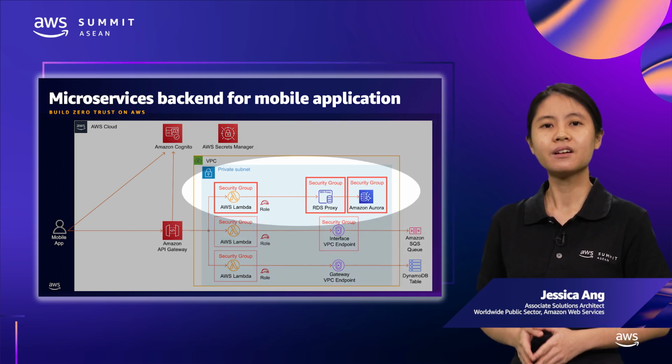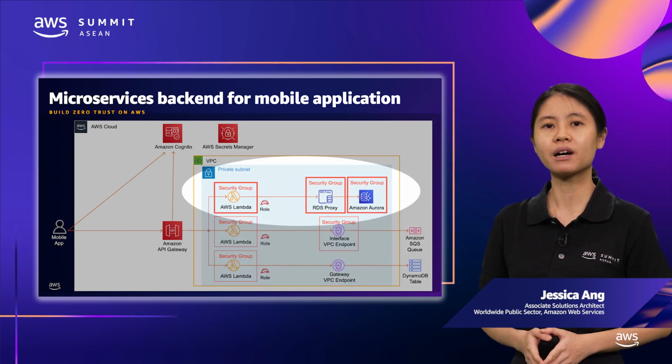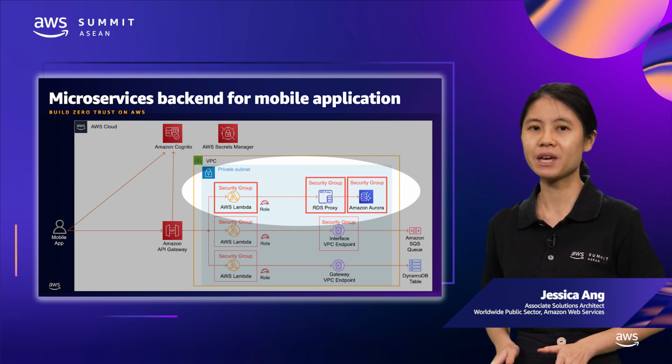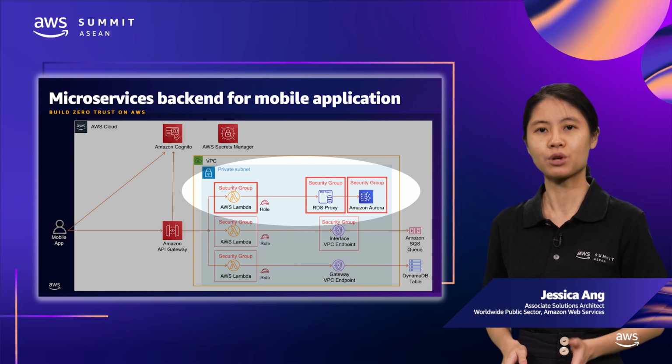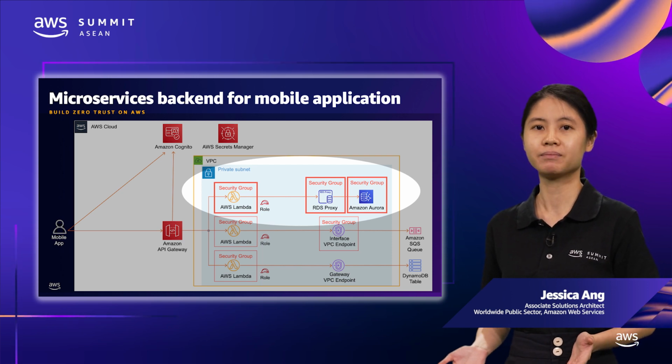For example, the first Lambda that needs to interact with Aurora via RDS Proxy will not be able to interact with other resources, as security group restricts the allowed traffic only with the RDS Proxy.